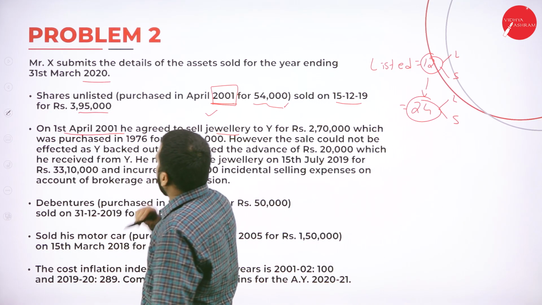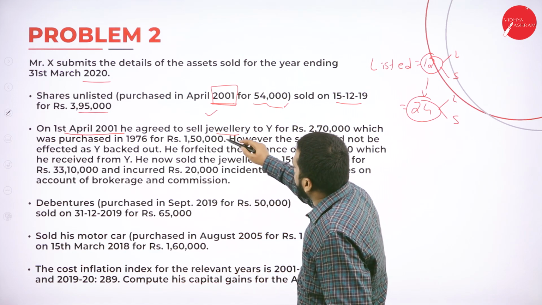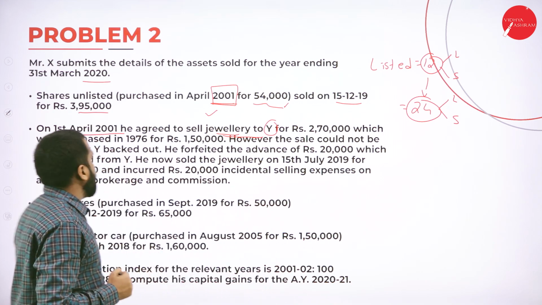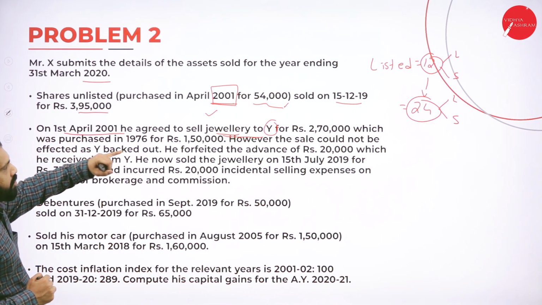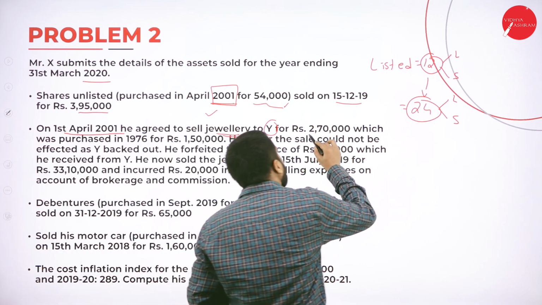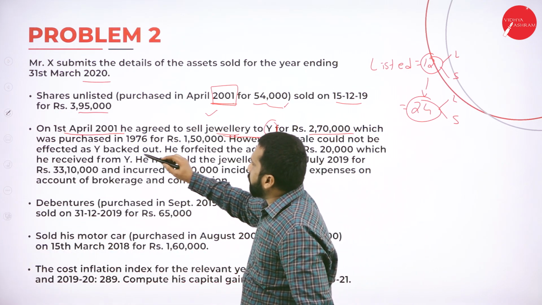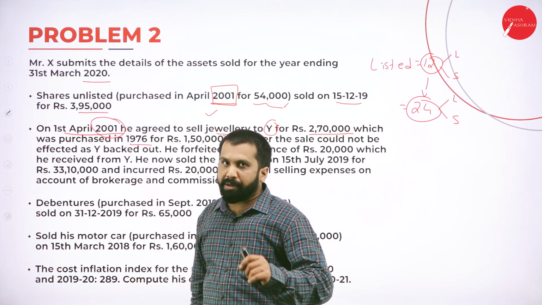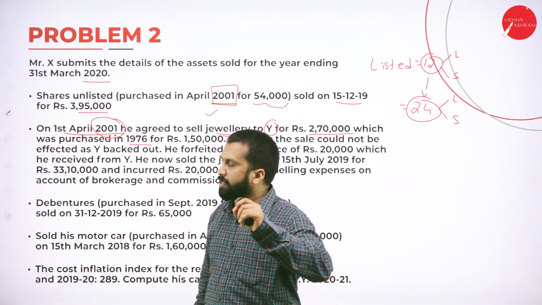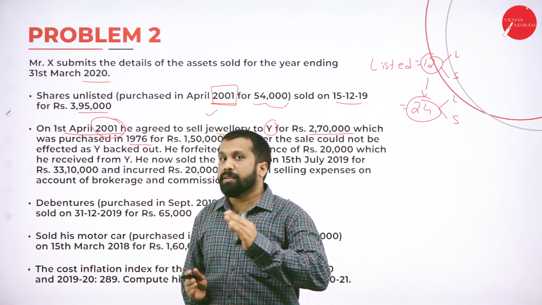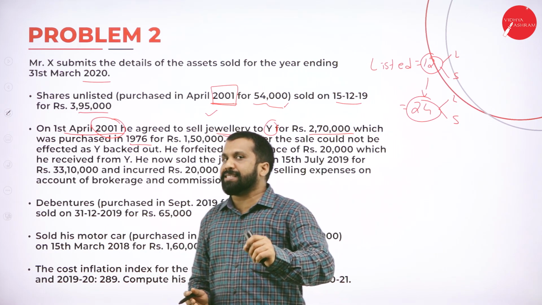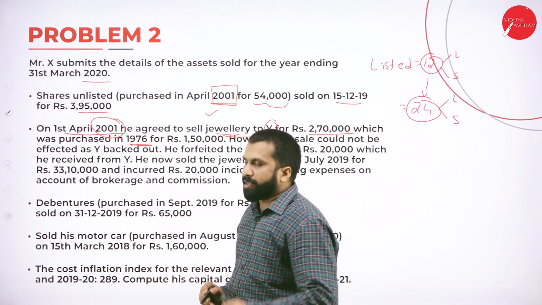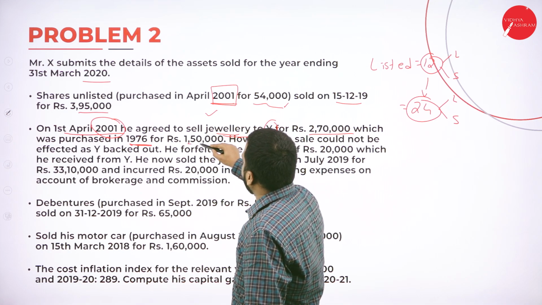On 1st April 2001, he agreed to sell jewelry to Y for rupees 2,70,000, which was purchased in 1976. Remember, there is a common rule: anything which happens on or before 2001, we should consider that year as 2001 itself. It was purchased in 1976 for 1,50,000.